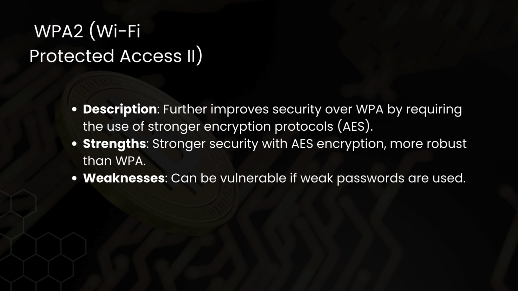Another is WPA2, Wi-Fi Protected Access II. It further improves security over WPA by requiring the use of a stronger encryption protocol. It has stronger security with AES encryption, more robust than WPA, and its weakness is that it can be vulnerable if weak passwords are used.